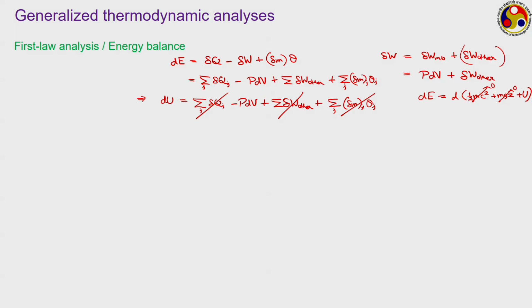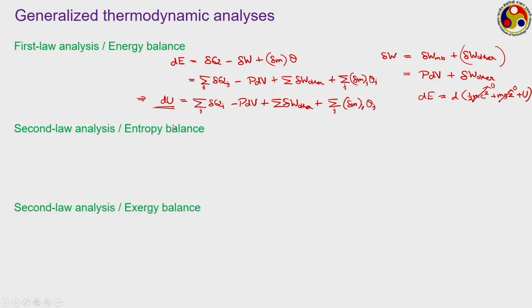So, while there are 4 terms, I am just going back to the original equation, there are 4 terms on the right hand side, but all 4 are hardly present in practical situations, and we have to choose whichever we need to talk about. But the left hand side is dU for a stationary system, which is always retained. Now, let us go to the second law analysis based upon the entropy or exergy.